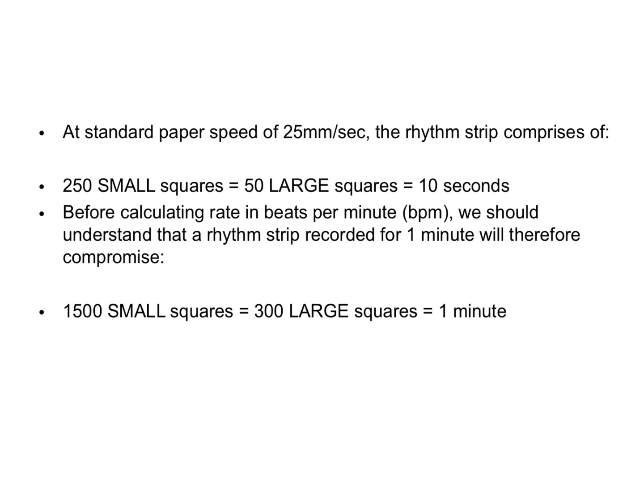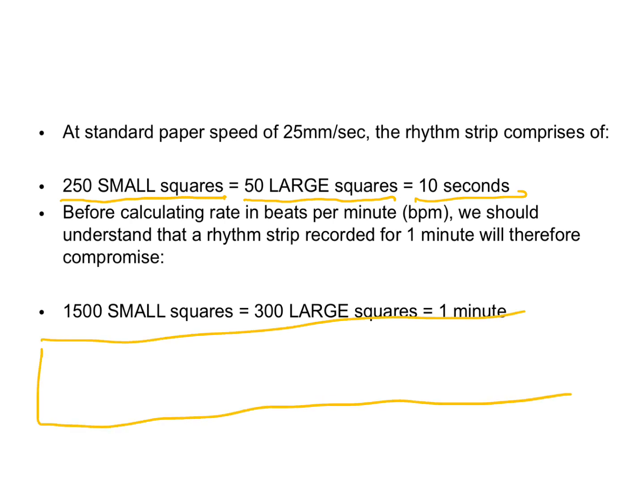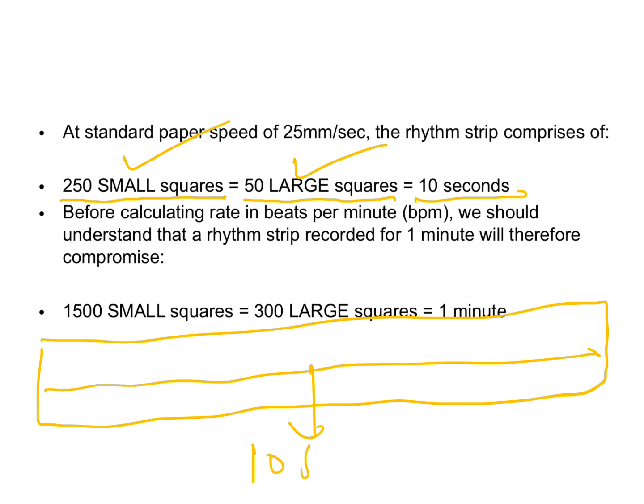So, at a standard speed of 25 millimeter per second, the rhythm strip usually consists of 250 small scale or 50 large scale, and that is equal to 10 seconds. Means if we see the whole ECG strip, it contains about 250 small scale, 50 large scale, and this whole ECG rhythm strip is of 10 second duration.